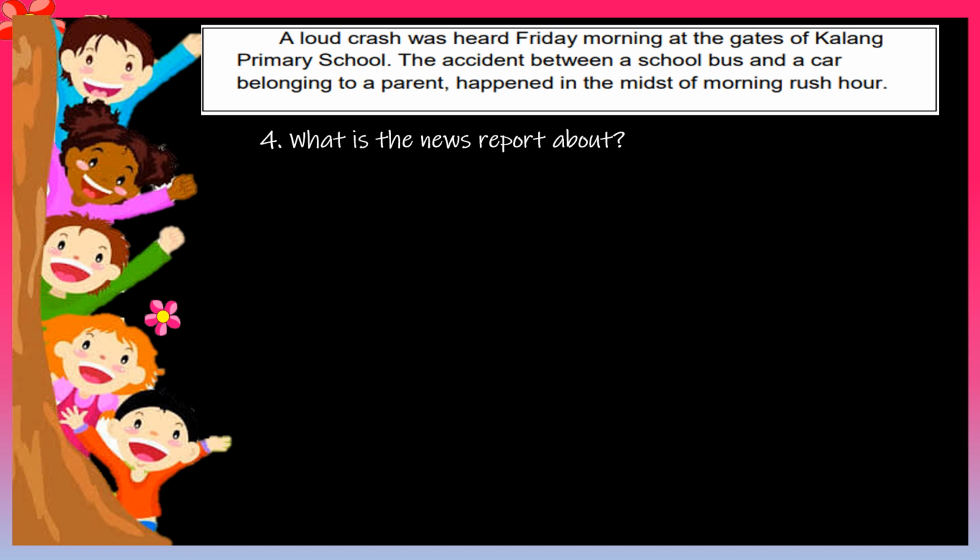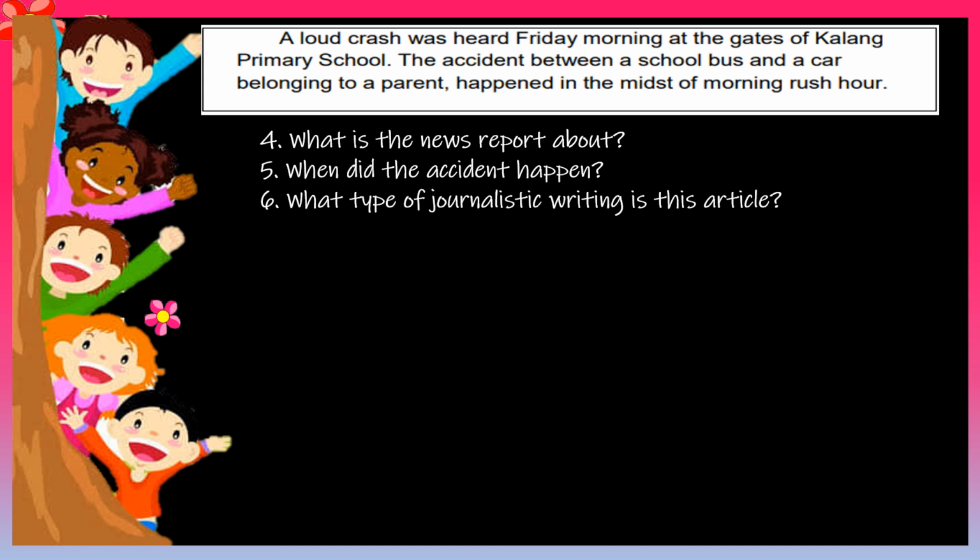Alright, what is the news report about? Yes, it's a car crash. So, when did the accident happen? That's very good. The accident happened in the midst of morning rush hour. Number 6. What type of journalistic writing is this article? Is it a news article or a feature article? That's very good. It is a news article. Good job. Now let's look at another article.